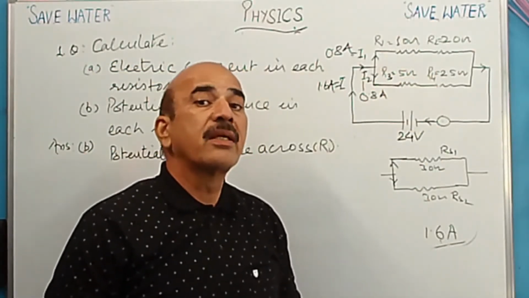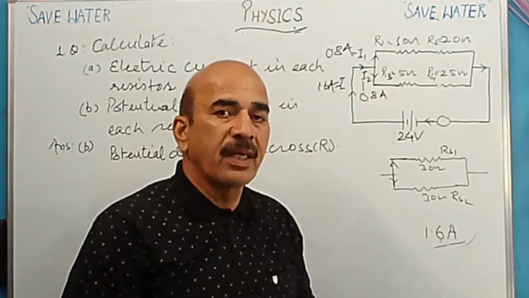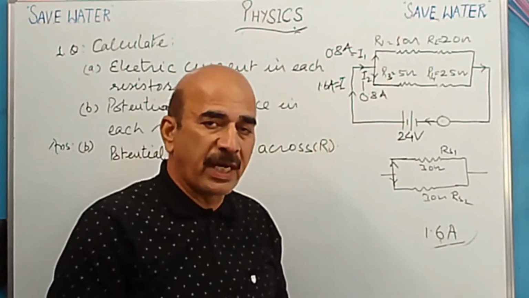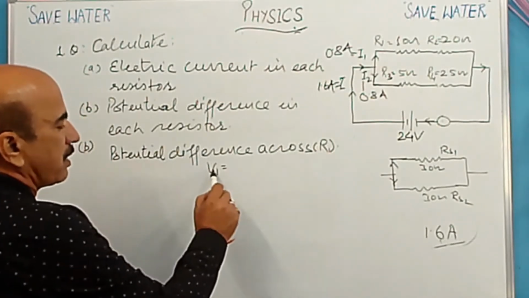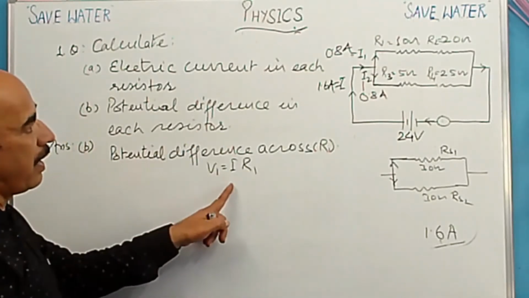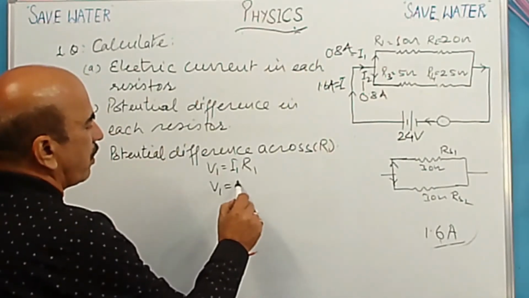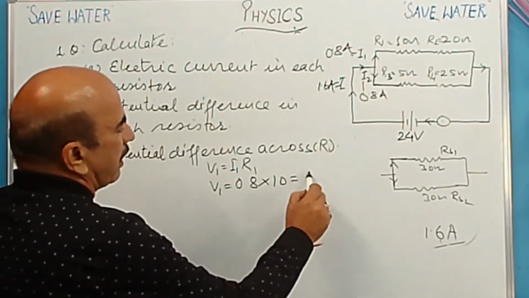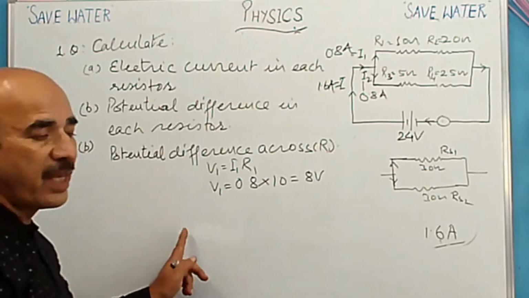Yes, it is different, because in series combination the total potential difference is divided according to the number of resistors. जितने resistors होंगे उतने ही potential difference पार्ट्स में डिवाइड हो जाता है। So we find it across R1. The potential difference across R1 is represented by V1, equal to I1 R1. Current I1 is 0.8, so V1 is equal to 0.8 into R1, which is 10, so this is 8 volt.